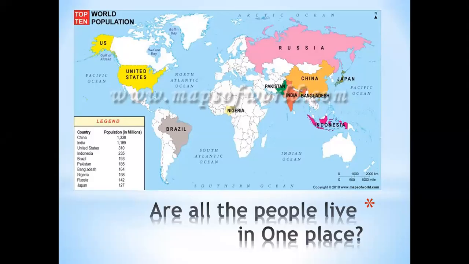Okay. Now I want to ask you this question. Do you think that all the people live in one place? No, they live in various places. Every group of people is living in a country or in a state or in a city, and that would make all the number of the people around the world go to 7 billion. So those 7 billion are not living in one place, but they are living in various places around the world.